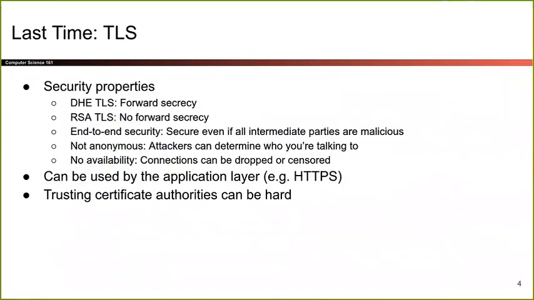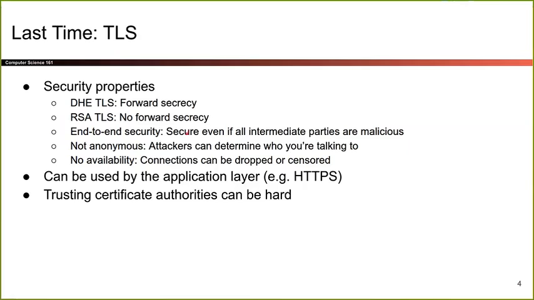And then we talked a bunch about the security properties. So Diffie-Hellman has forward secrecy, which means if someone steals our keys later, they can't decrypt past recorded communications, but RSA does not have this property. And then we talked about how TLS always has end-to-end security, which is great. That means that even if everybody in between you and the server is malicious, your TLS connection can still be secure, because nobody in between you, whether they're man in the middle or on path or off path, can tamper with your connection without being detected.